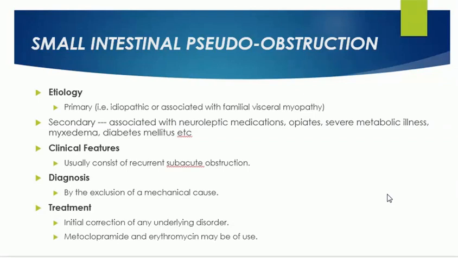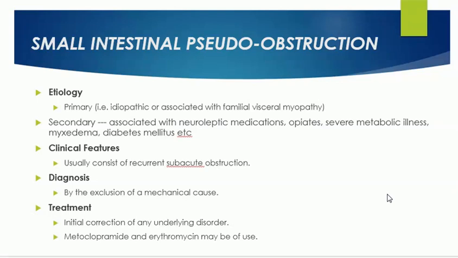Clinical features in these patients usually consist of recurrent attacks of subacute intestinal obstruction of the small bowel. Diagnosis is usually by the exclusion of a mechanical cause. So if you don't find any mechanical cause and there is a small gut obstruction, we can think about small intestinal pseudo-obstruction. Now, how will you treat these cases of pseudo-obstruction in the small bowel?